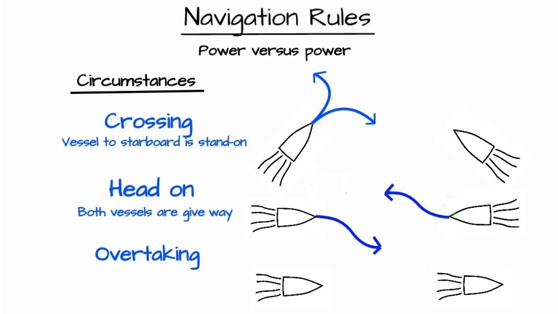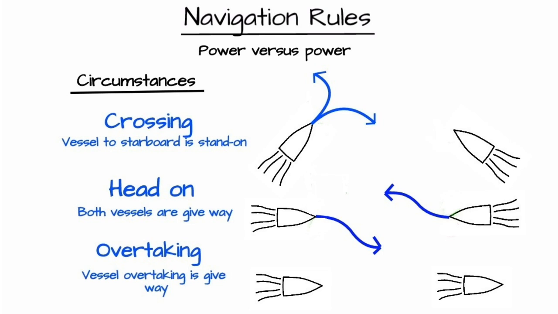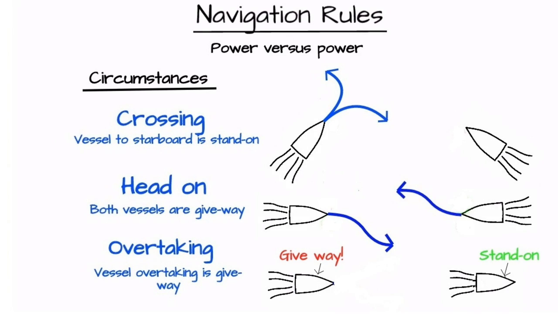And the final circumstance to look at is the overtaking circumstance, where one vessel is coming up from astern of the second vessel. In this case, the overtaking vessel is the give-way vessel. The vessel being overtaken is stand-on. The overtaking vessel can give way by turning to port or to starboard.